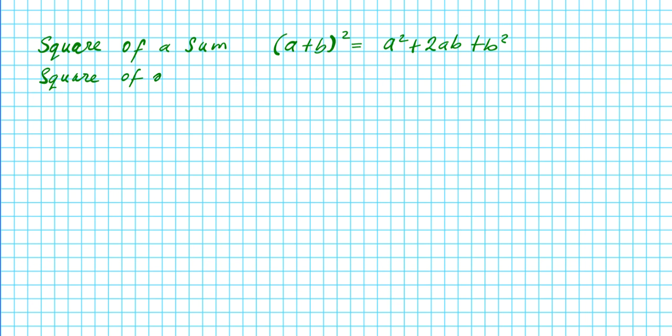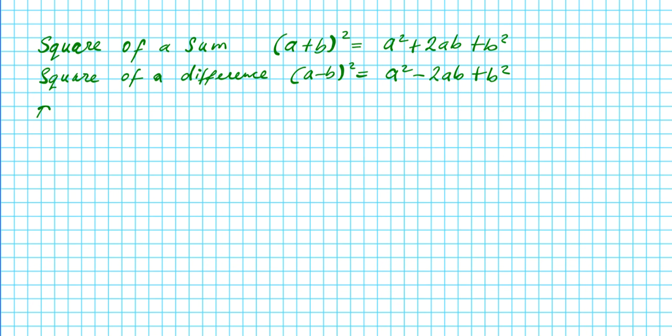So the first one has to do with the square of a sum. So let's write this down. Square of a sum. If you have (a + b) squared, this can be simply expanded to yield a squared plus 2ab plus b squared. We also have the square of a difference. In this case, if we have (a - b) squared, the square of a difference, this can be quickly expanded to yield a squared minus 2ab plus b squared.